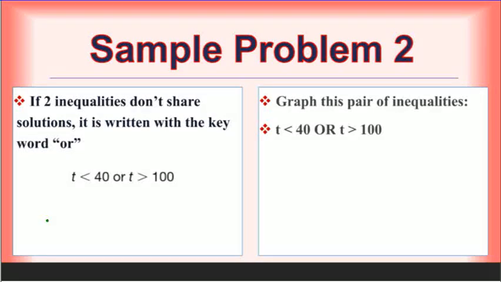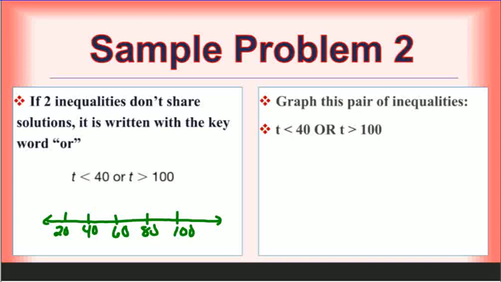So if I were to graph that one, I'm just going to count by 20s here. So we got 20, 40, 60, 80, 100. I would have an open circle on 40, and it's less than, so it goes to the left. I have an open circle on 100 because it doesn't equal 100, but it's greater than 100, so it goes to the right. So I have a gap in the middle. It's either you go to the left or you go to the right. They don't go towards each other. So that is an example of a disjunction, or the one with the keyword or.